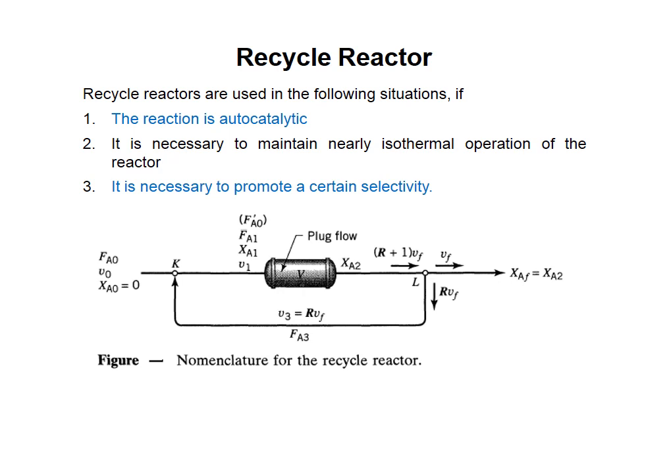Also the product exits with conversion XA2, and the final volume is VF, where XAF is equal to XA2, that is, the final product composition is equal to XA2, which is out of the plug flow reactor. Capital V is considered as the volume of the reactor, and at the point L, the recycle point, R plus 1 into VF is given as a recycle to the initial reactor.